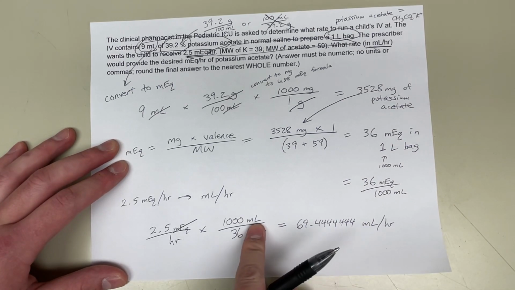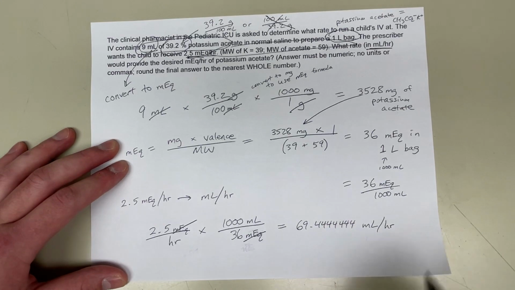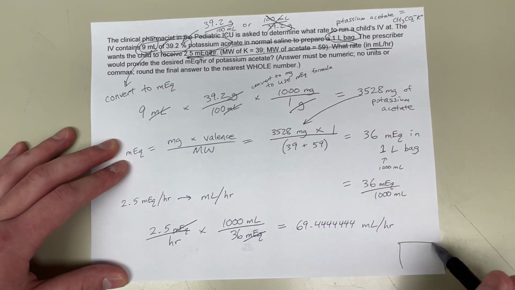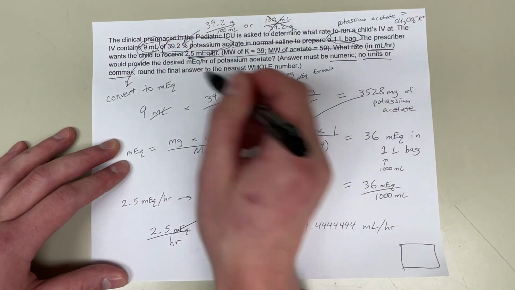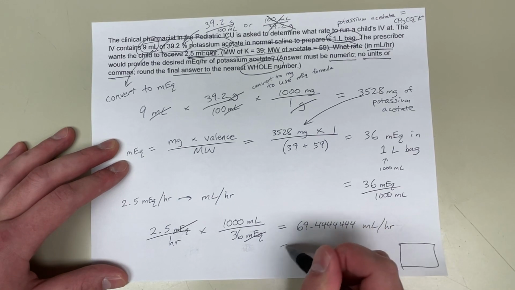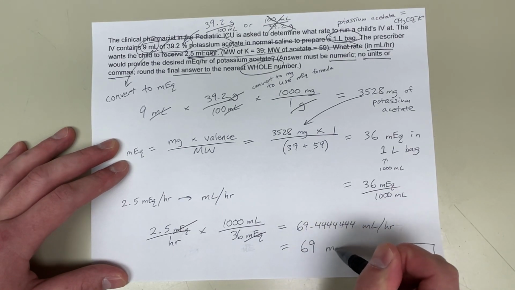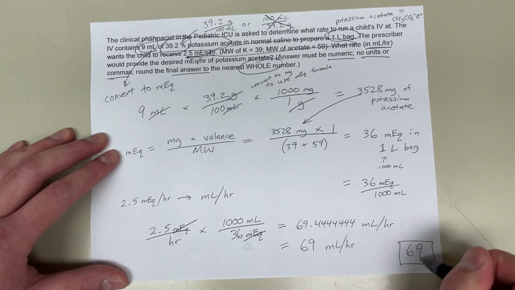The units are milliliters per hour. That's why I got this. And then you need to follow the instructions of the question: numeric answer, no units or commas. Round final answer to nearest whole number. So 69.4 repeating, rounded to the nearest whole number, is 69. So the number you enter in the computer is 69, and hit enter.